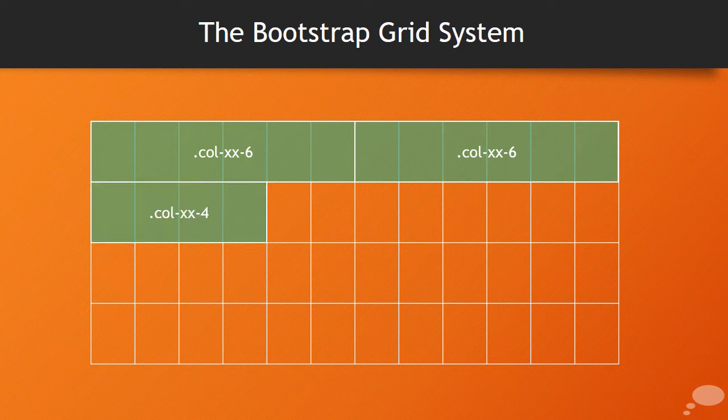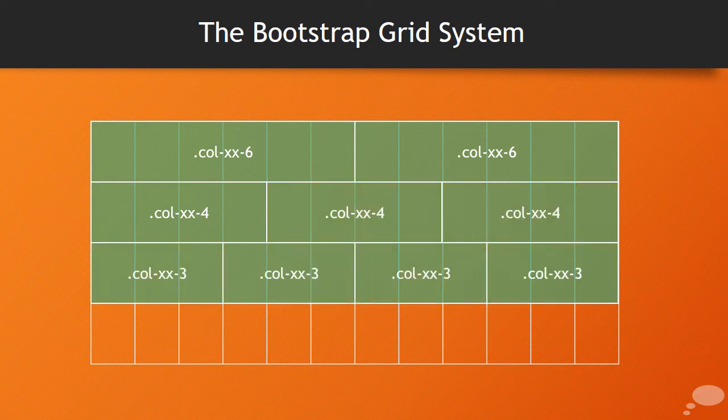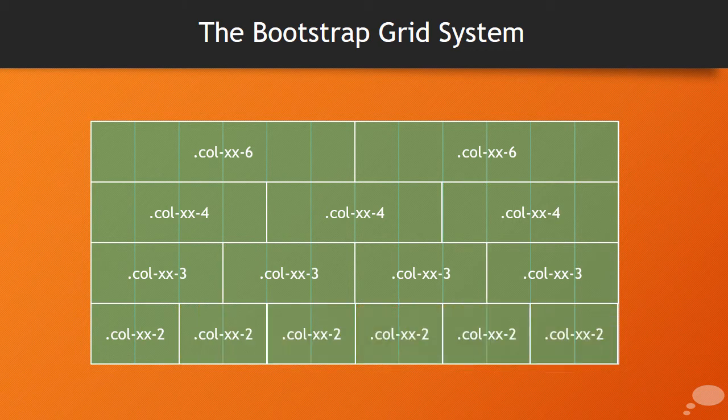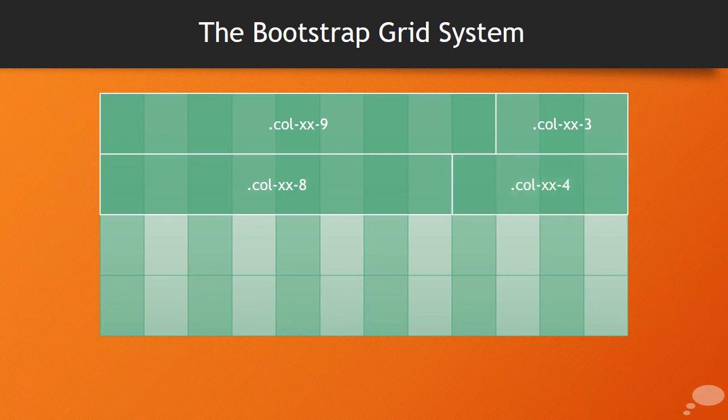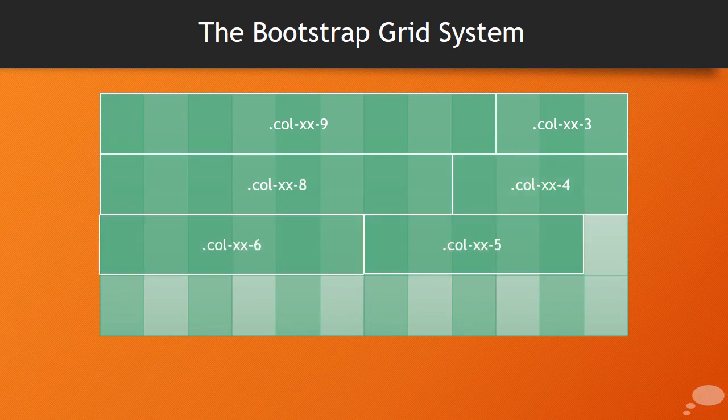And when you say 4 wide, you're taking really 4 of the 12 logical units that are available. The same way you could do 3 wide or 2 wide to really decide how much of the grid you want a particular element or container to take up. You can mix and match them. So 9 and 3 go together to make 12, 8 and 4 make 12, 6 and 5 make 11.